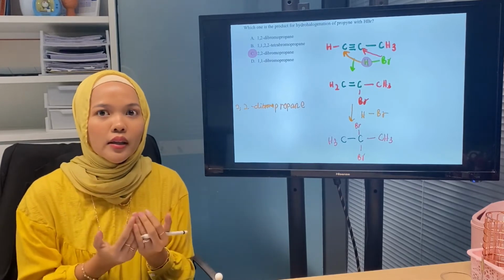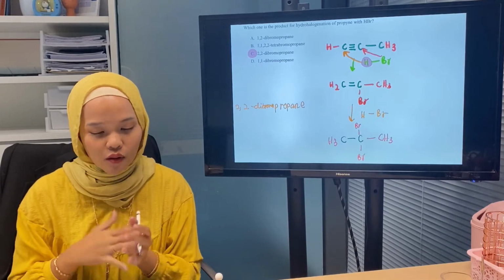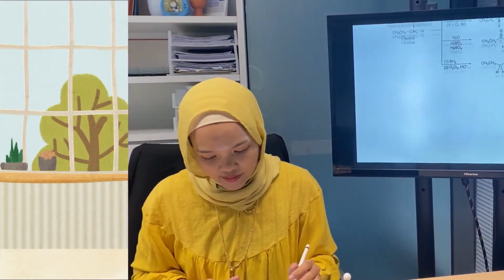This is the only rule that we introduce you to. Later you are going to have other rules. So I think that is all for the alkynes.